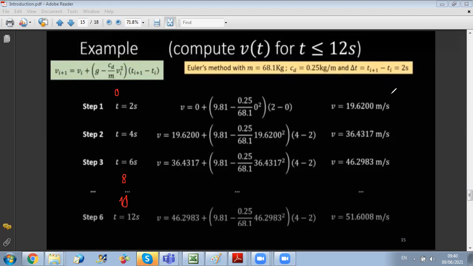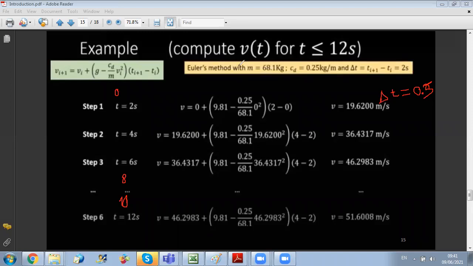However, if we decide to divide delta t by 2, then the number of points we will have to calculate will be multiplied by 2. And of course, if you take delta t equals 0.5, then you will have to compute your velocity at 24 points. Okay? So the smaller your delta t, the larger the number of calculations you should perform, but you will be closer to your exact solution.